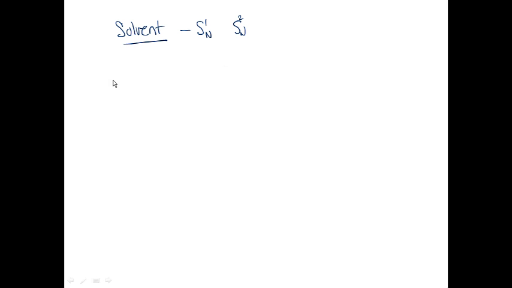Well, there's two types of solvents. There are what most textbooks call protic solvents, and there are those that they call aprotic. Now, I don't like those terms, and I'm going to redefine them here in a minute.